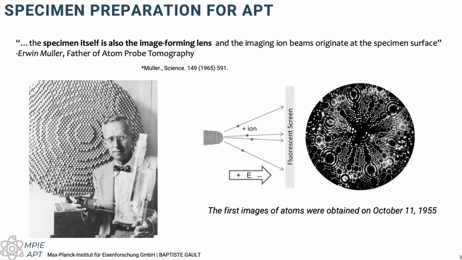Contrary to many microscopy techniques that we might be more used to encountering, in atom probe, like in field ion microscopy before atom probe tomography, the specimen itself is the lens, and that's a quote from Erwin Müller, who invented, along with colleagues, I would say, the field ion microscope and then the atom probe. The specimen itself is the image-forming lens, and the imaging ion beam originates from the specimen surface. So in that sense, the preparation of specimens for atom probe is key to getting the data and to understanding the data itself.